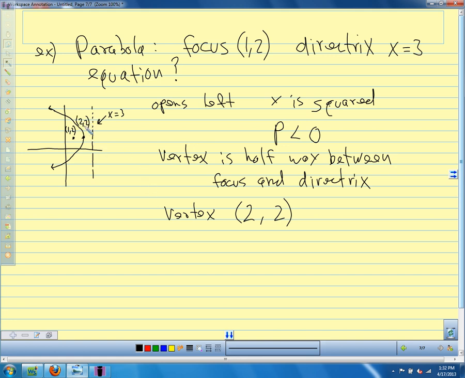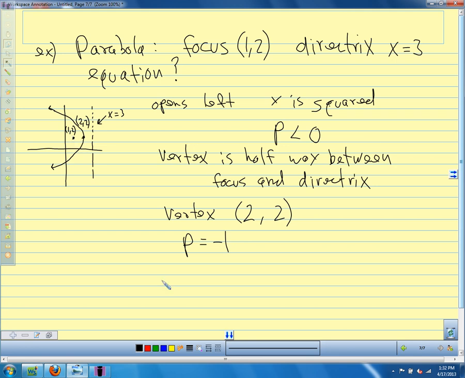Well, what does this tell us? If p is the distance from the vertex to the focus, what is p? How far am I moving to the left to get from the point 2, 2 to 1, 2? How much does x change here? Negative 1. So because I move 1 unit from the vertex to the focus, p has to be negative 1.